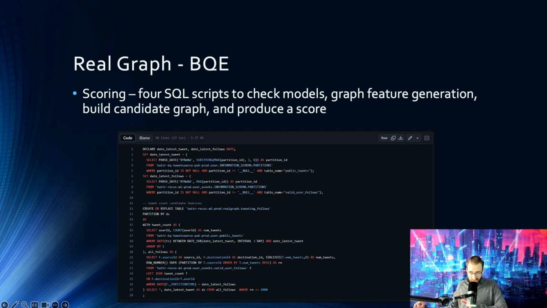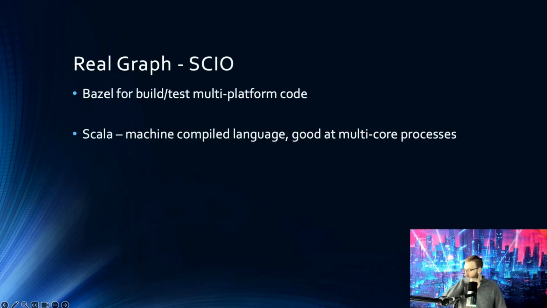So that's how the BQE works. It's 4 or 5 SQL scripts, if I remember right. This is just one of them. And it builds a candidate graph, produces a score for the tweets that it finds. The other one, Skyo, I think that's what it is. It's machine learning. It uses Scala, which is machine compiled instead of Java, which is machine interpreted. It uses Bazel, that's what I was thinking of.